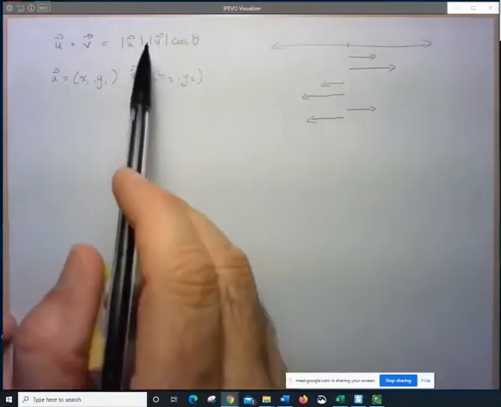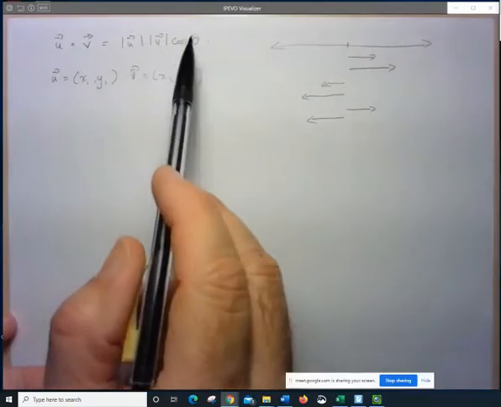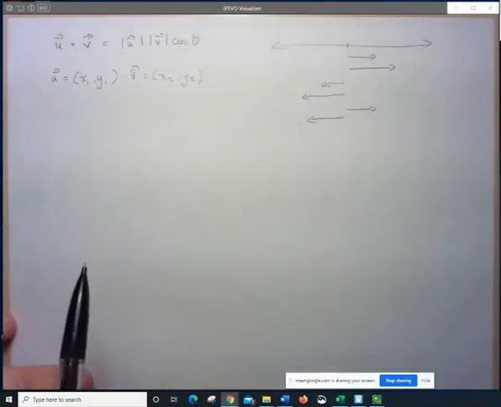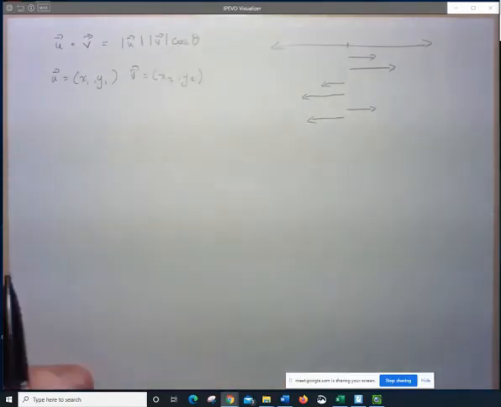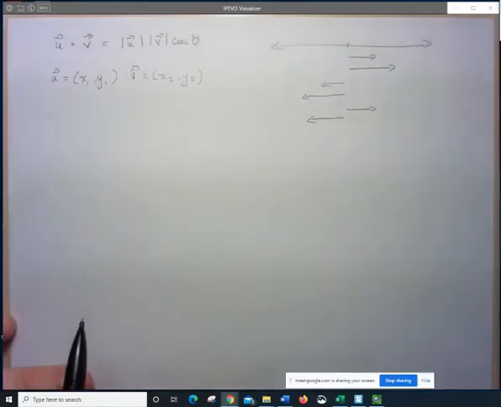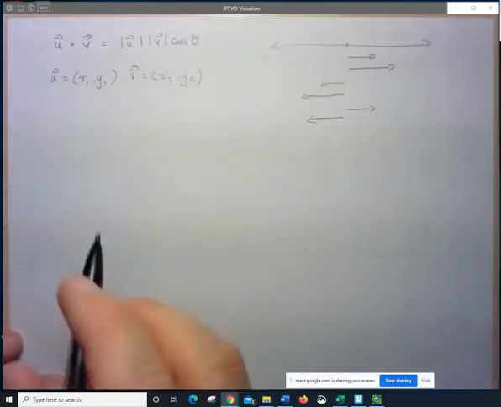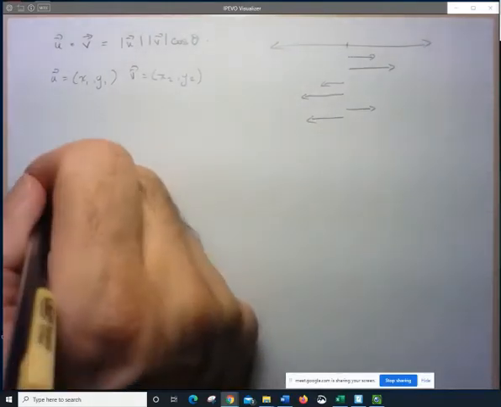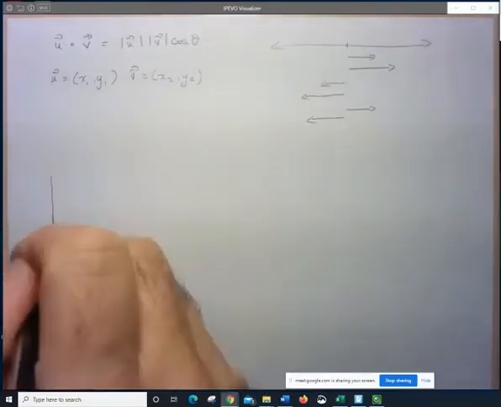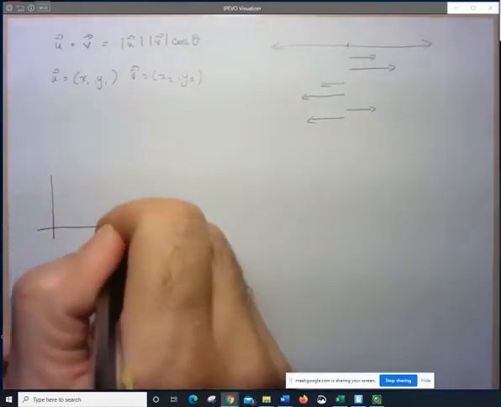You're not relying on knowing the magnitudes and knowing the angles. All right, so this is our goal here. Okay, so let's draw a diagram. This is where we kind of didn't get to it last time.